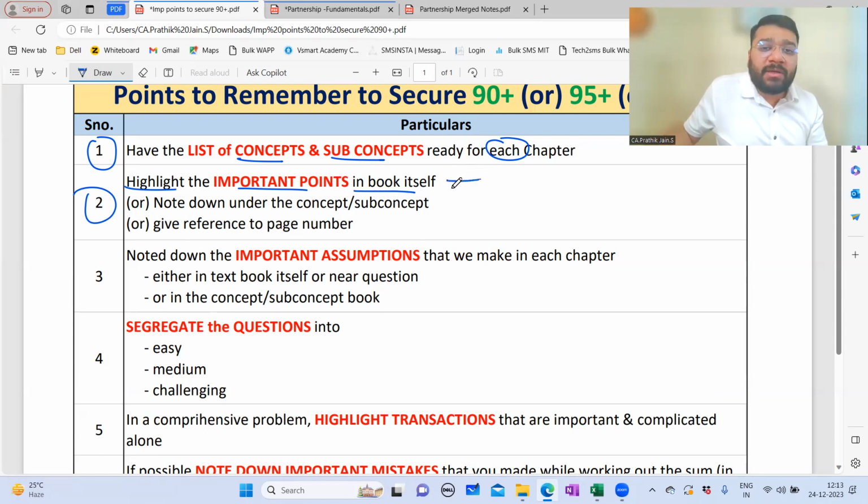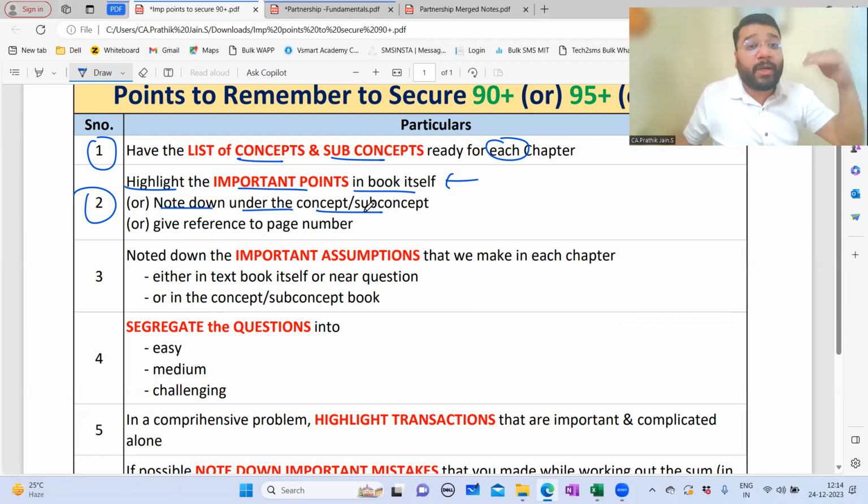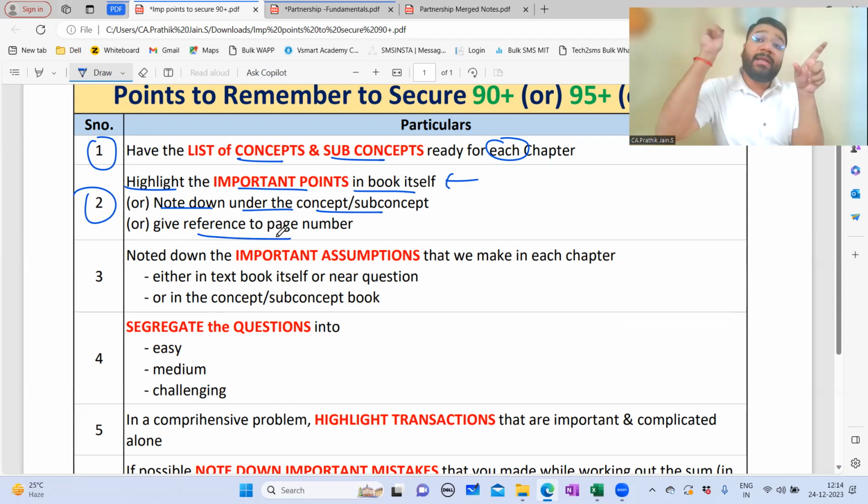If you feel that, no sir, highlighting in the book is not serving the purpose, for me it is better if I note it down in the notebook separately, note it down. Whatever makes you feel comfortable. Note down under the concept and subconcept notebook. Below that, you note down all the important points against each one. Or you can give a cross reference: this particular concept in that particular book on this page number, there is an important concept. You can give cross referencing. However you feel comfortable, you follow.